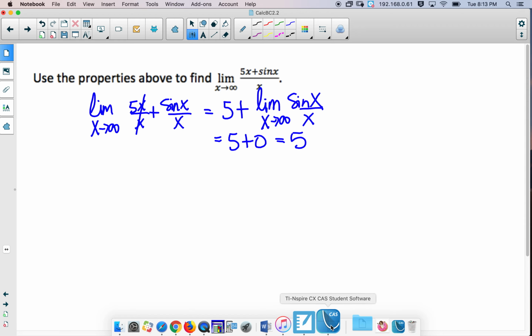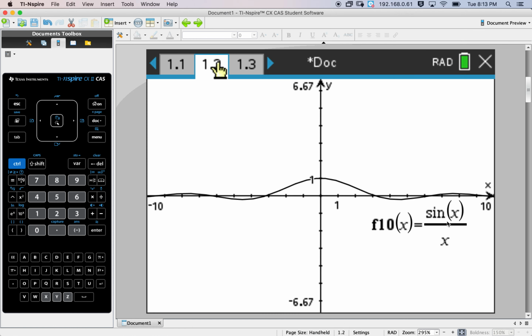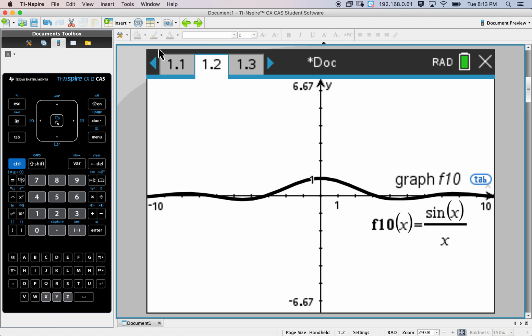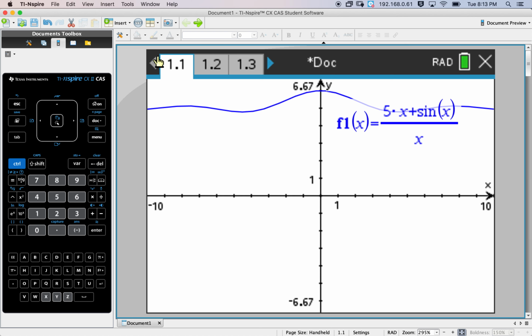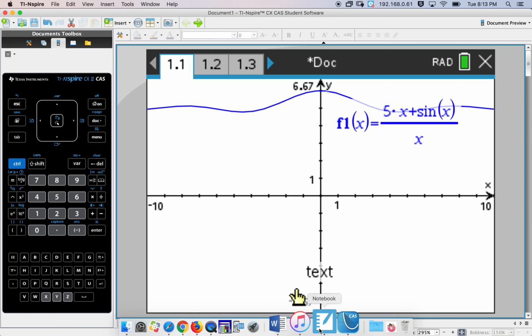So let me show you graphically what that looks like. Here's sine x divided by x, and as you can see, at positive infinity, that limit is approaching 0. Then I'm going to go back, and the whole problem was 5x plus sine x all over x, and we can see that that limit is approaching 1, 2, 3, 4, 5. So our answer is correct. We can verify that graphically. Okay, so that's how you can use properties of limits.